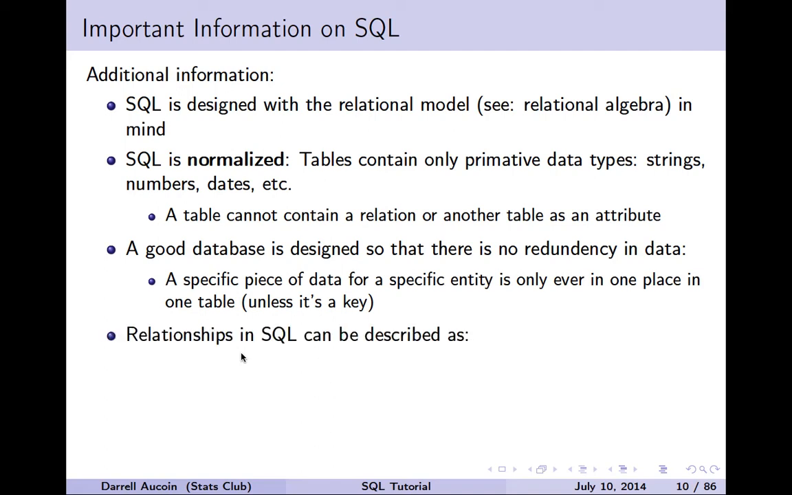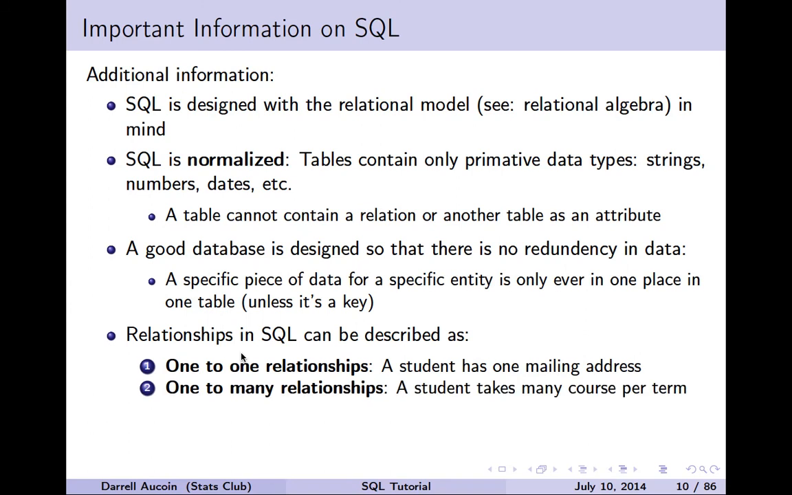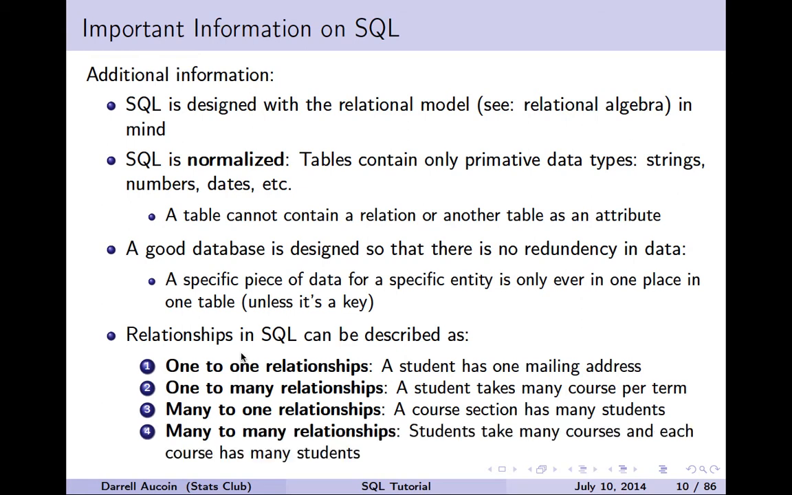Relationships in SQL can be described as one-to-one, like for instance a student has a mailing address, or one-to-many, like a student takes many courses per term. Many-to-one, like a course could have many students, or many-to-many: students could have many courses, and each course could have many students.